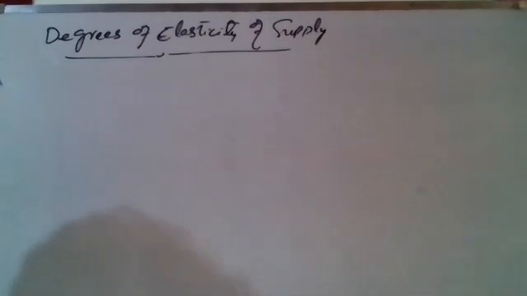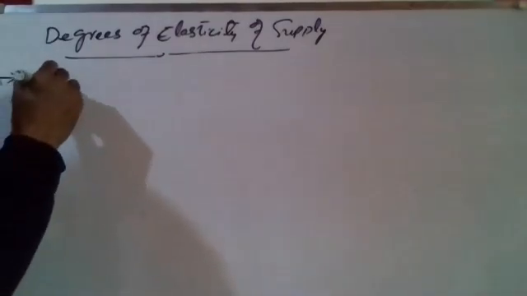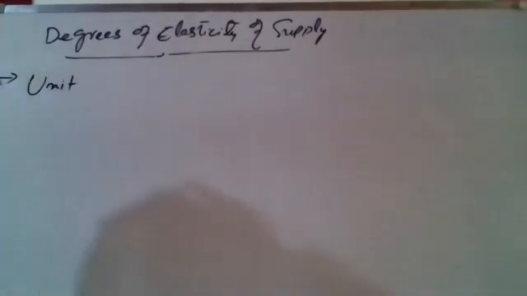So these things we discuss in the degrees of elasticity of supply. So degrees of elasticity show that some goods show less response, some goods more response. On the basis of responses, we categorize the elasticity of supply in degrees. So first of all, we will take the unit elastic supply. There are 5 elasticities of supply.